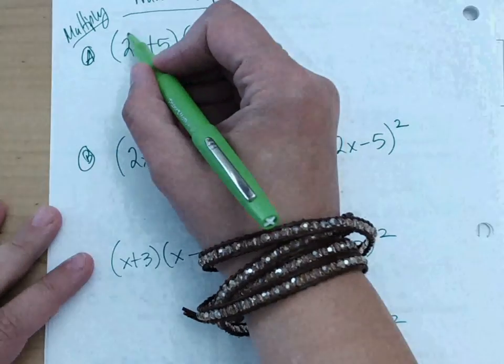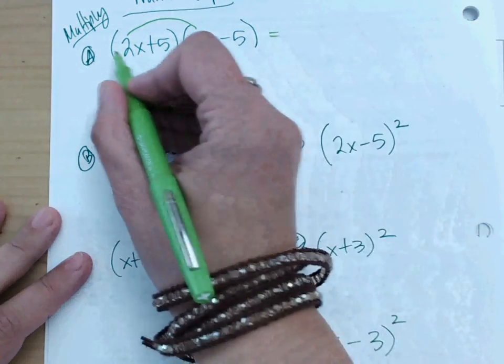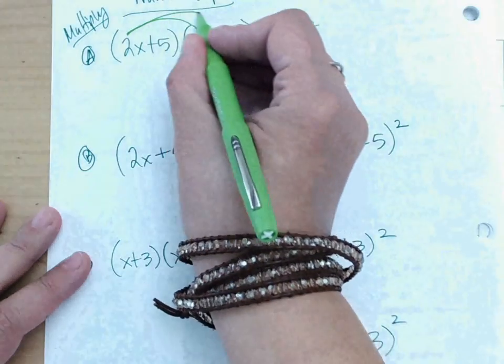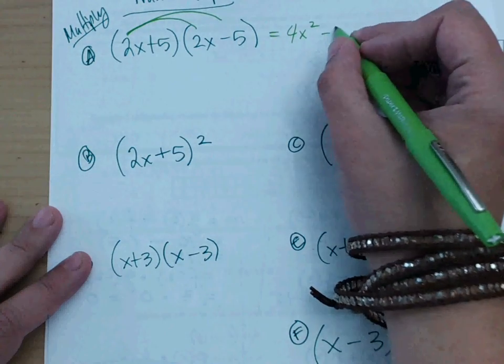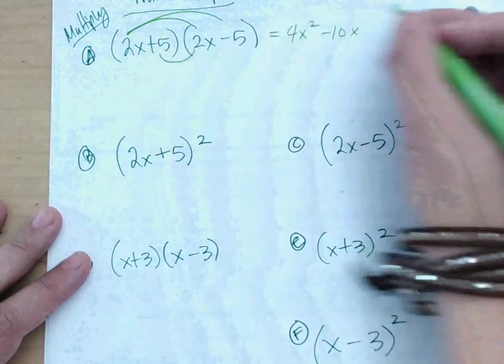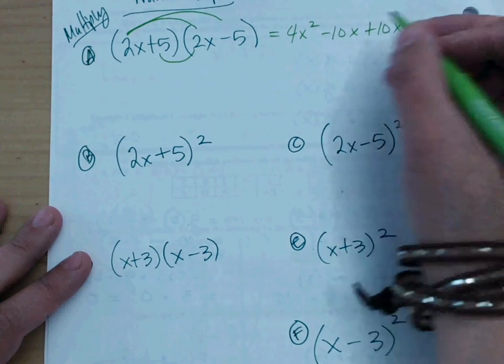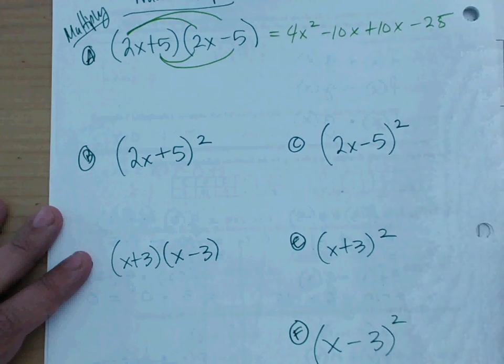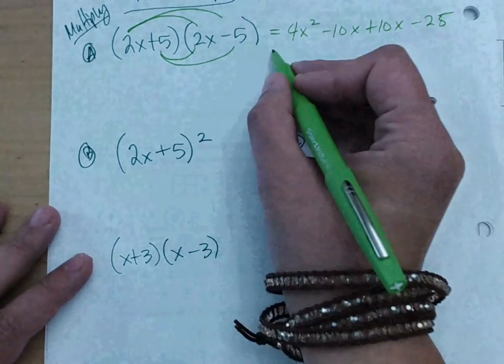FOIL. So first is going to be first, outside, inside, last. Okay, can you simplify anything here?